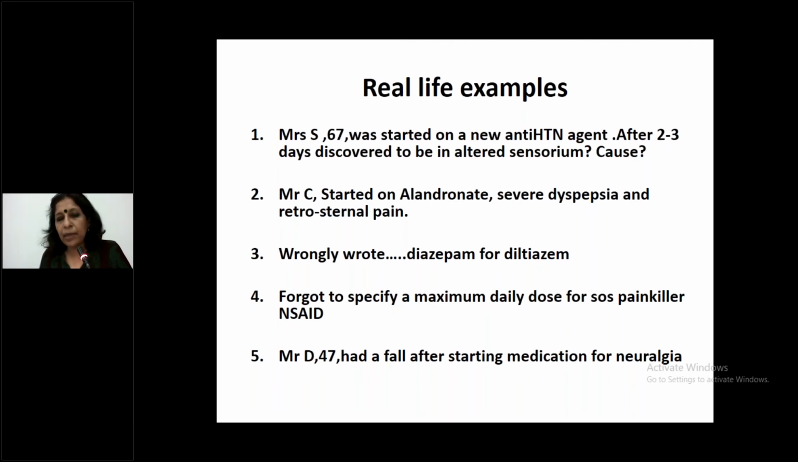This is how errors occur. If somebody writes diazepam for diltiazem, imagine what may happen. If you don't specify a maximum daily dose for a painkiller, the patient may end up with nephropathy or with bleeding. Somebody who has not been told that they have been started on pregabalin or an alpha blocker may have a fall and may have a head injury or a fracture, especially if they are frail, because they've not been told to be alert to these problems.